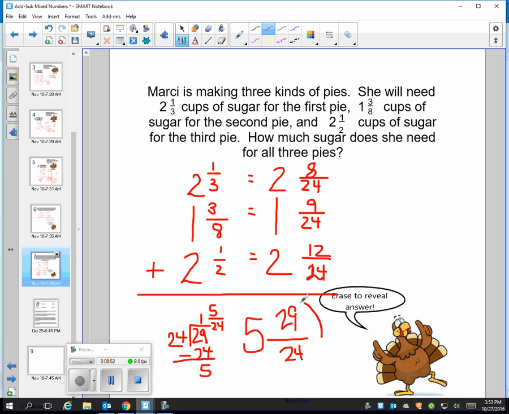So this right here, 29 24ths, is equal to 1 and 5 24ths. But I also have this 5 wholes as part of my answer, so I'm going to add this 5 plus that one. So I've got 6 wholes and 5 24ths as my answer.